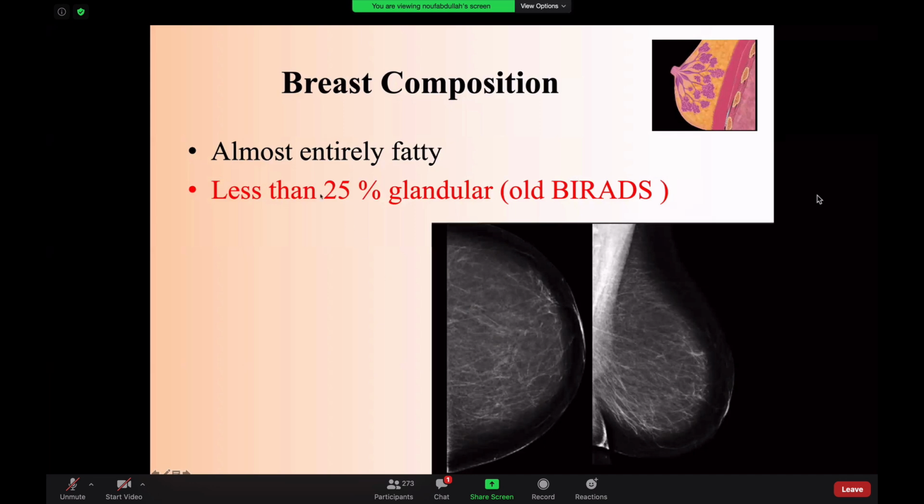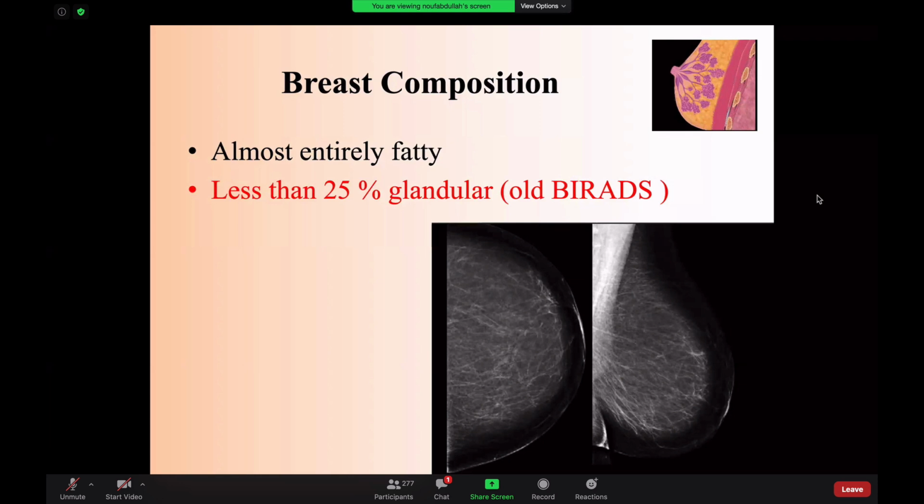And on the previous BI-RADS edition, we used to use the percent of breast density available. So if there is less than 25% glandular tissue, we will call it almost entirely fatty breast. In the new BI-RADS edition, the last one, they removed the percent. However, I still use it. I find it helpful and useful. And you can still keep it in the back of your mind whenever you're looking at the breast and trying to characterize what type of breast you're looking at.